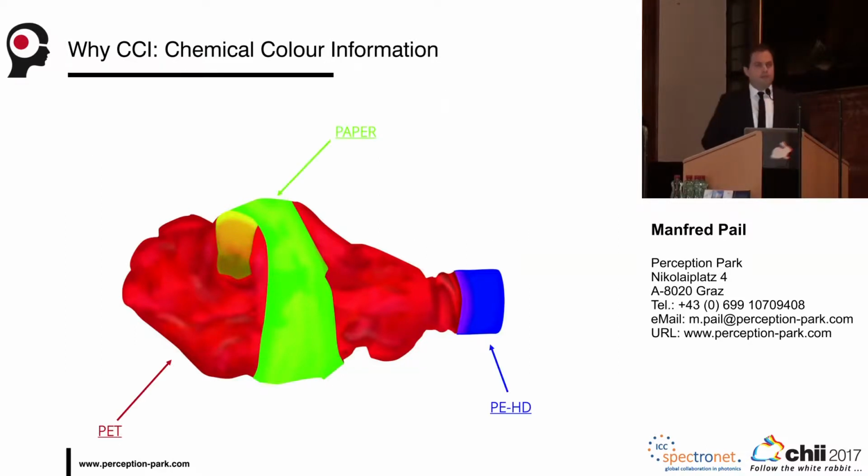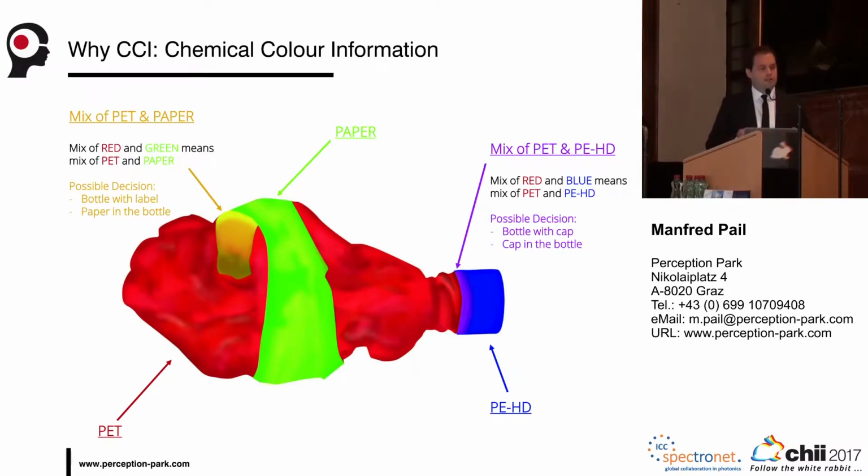So we can see here that the red color is representing the PET plastic information, the blue color PE plastic information, and green represents paper. But we can see there are some additional colors. So there is some purple color at the bottle neck or some yellow color in the middle of the bottle. What does that mean? We know, for example, that purple is a mixture of the colors red and blue. By means of chemical color imaging, that means that it must also be a mixture of PET plastic and PE plastic. So this is now information which I can handle with standard image processing tools.